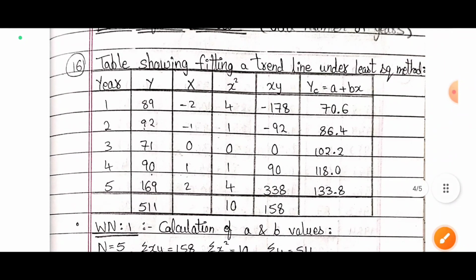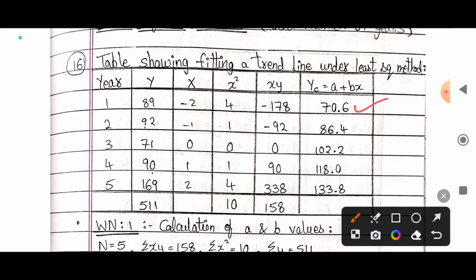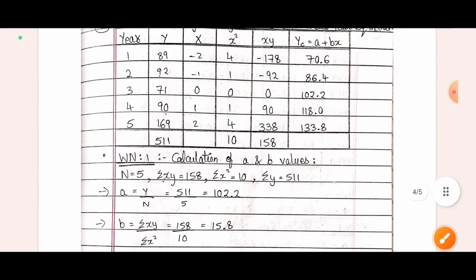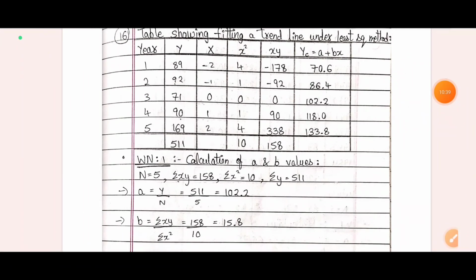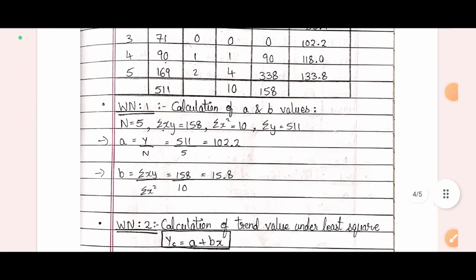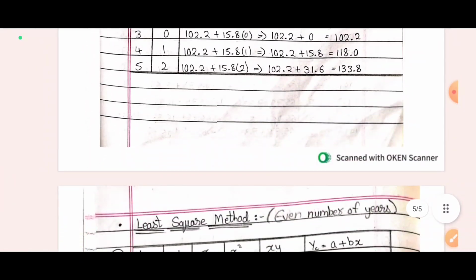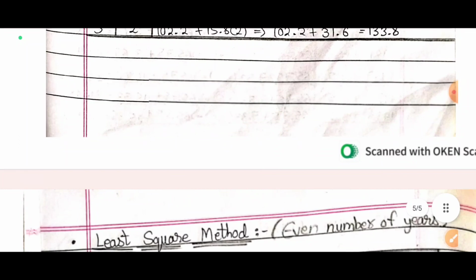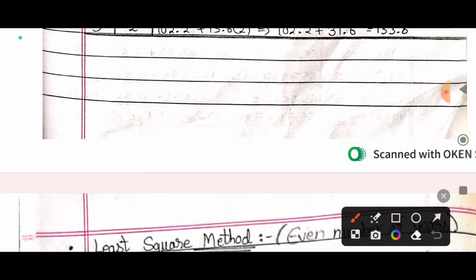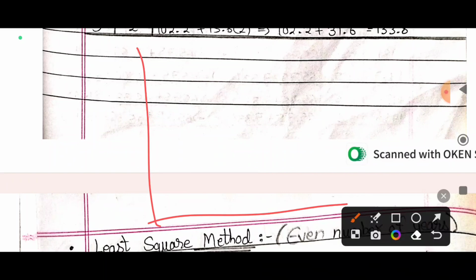Okay, here you write first year 70.6, second year 86.4, third year 102.2, fourth year 118, and fifth year 133.8. So the values you have written. Sometimes after doing till here, he may ask you to show it as a trend line. For that purpose, we need to make a chart, taking x values and y values from the question.